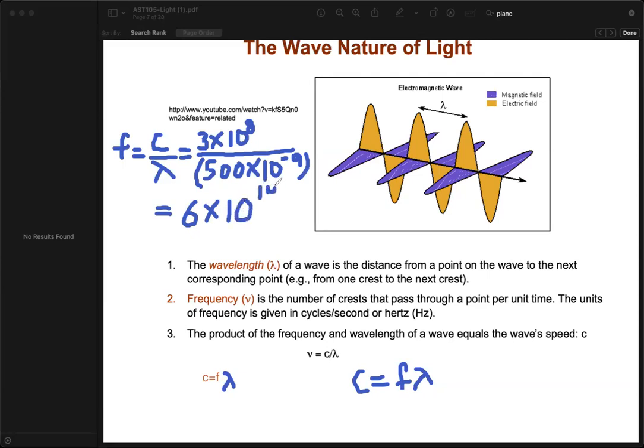This is the number 6 times 10 to the power 14, and the unit in which we measure the frequency is hertz. In short, we write it like Hz. 6 times 10 to the power 14 hertz. So that is how that calculation is done.